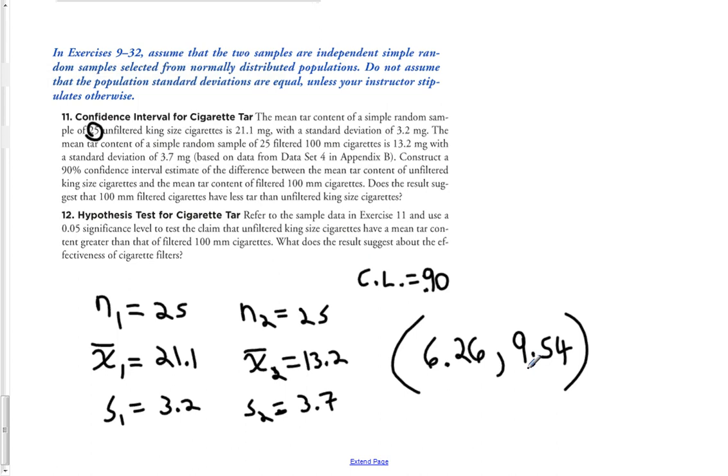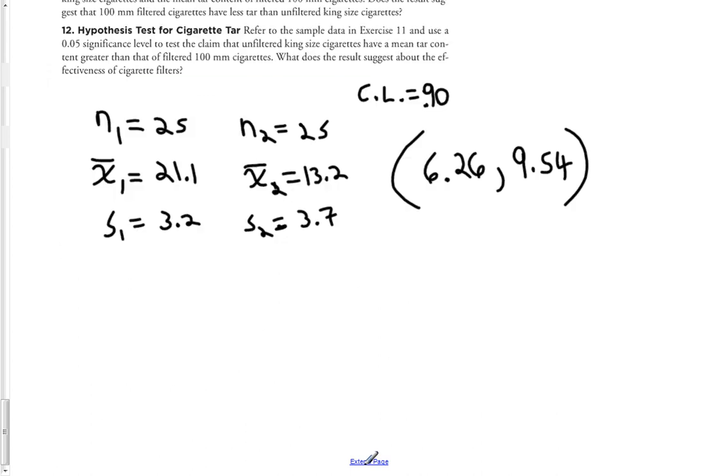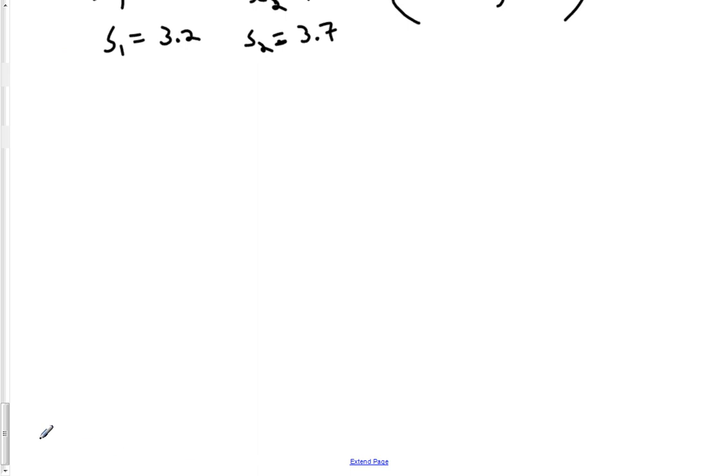So it says refer to sample data in exercise 11 and use the 0.05 significance level to test the claim that the unfiltered king size cigarettes have a mean tar content greater than the filtered 100s. What does this suggest about the effectiveness of cigarette filters? Let's go ahead and do that.